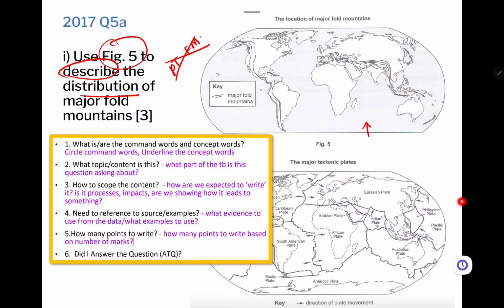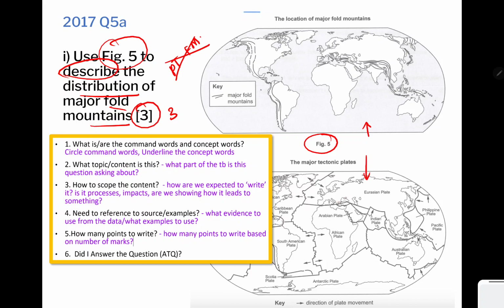This is a map of the continents and the fold mountains. This is the plate boundary map. This question is only saying Figure 5. Can you use plate boundary? No. They're only asking for Figure 5, specifically where you find fold mountains. Total 3 marks. So I'm looking out for either 3 patterns or any anomaly that results in a total of 3 points.